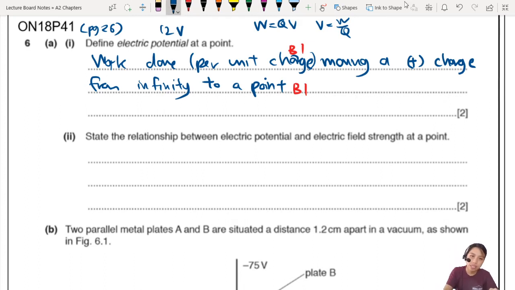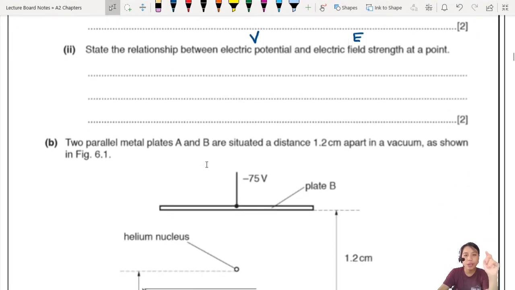The second one: state the relationship between V and electric field strength E at a point. How to find it? This one, I will pause. We go on first and I'll come back to this. You think about this. How is V related to E?